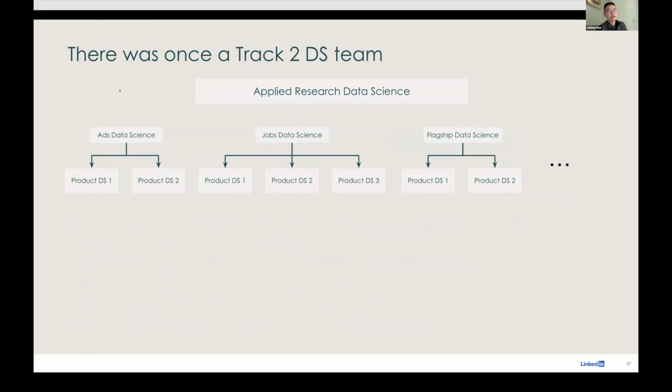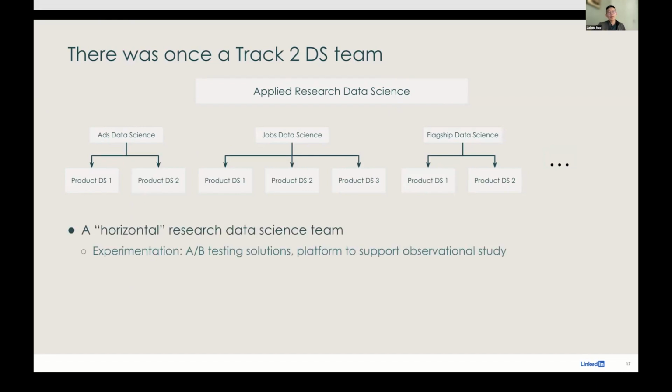Basically, we have different vertical teams, that's what we call them, like the ads data science team, the jobs data science team, or a flagship data science team, which is covering the core experience of the LinkedIn app. Each data science team is vertically structured by a different product DS team. And on top of that, we have a centralized research data science team to cover those deeper and harder questions.